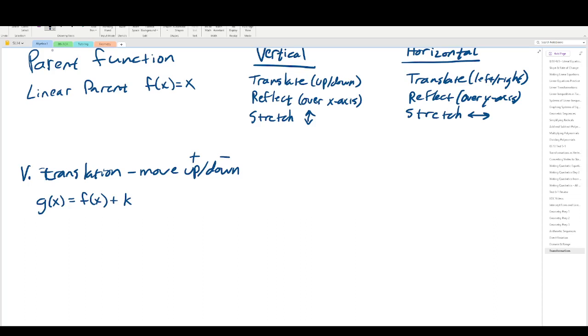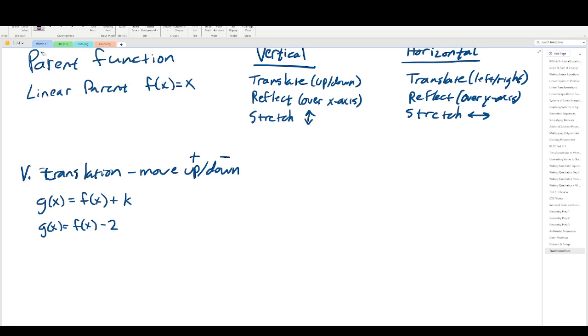So for example, think of just our linear parent function. If I said g of x equals f of x minus 2. If we take our original parent function and we take f of x, which was x, and subtract 2, then g of x would be x minus 2. And we would end up with a y-intercept of negative 2, and the whole line would be moved down 2 units because the slope stayed the same. So it would be parallel, and it would have shifted down 2 units.